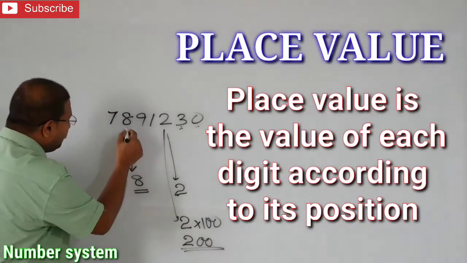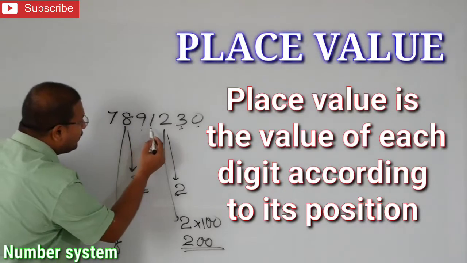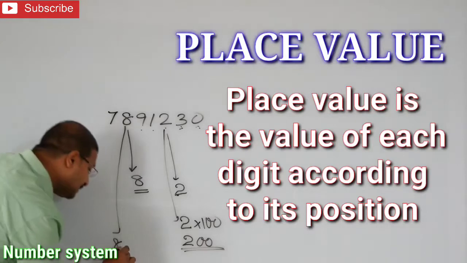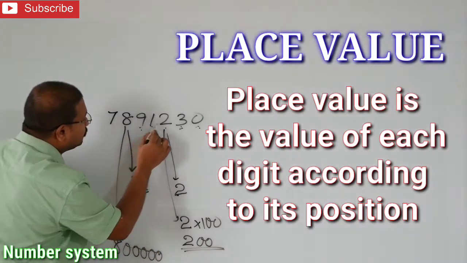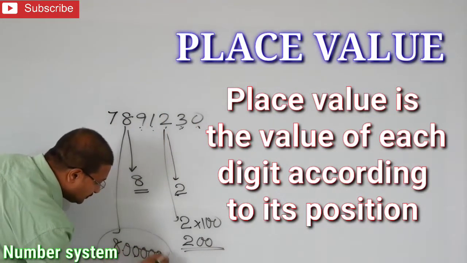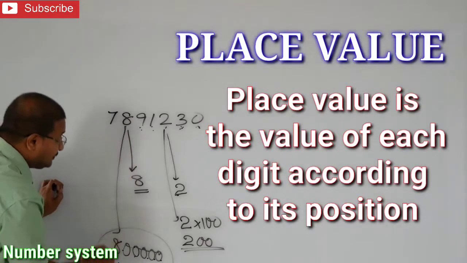Very simple. If the place value of 8 is wanted, we will write first 8. After that, 5 places are there after that, isn't it? That means 1, 2, 3, 4, 5. How many are there? 1, 2, 3, 4, 5. That means we got it. This is the place value of 8.